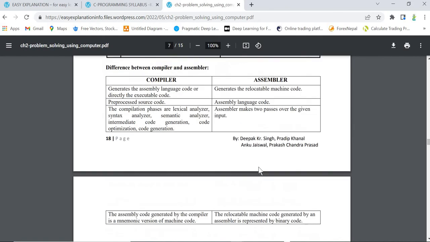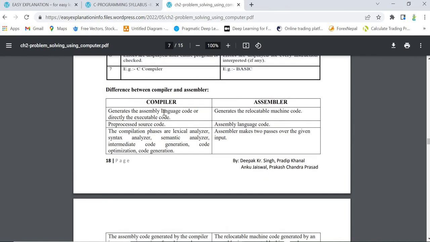Now going to the difference between compiler and assembler. A compiler generates assembly level code or directly the executable code, but an assembler generates relocatable machine level code, that is, the assembly level language. Okay, so here that is the machine code. Here the input is source code, here the input is assembly level code. The compilation phases are lexical analyzer, syntax analyzer, semantic analyzer, intermediate code generator and code optimization, whereas an assembler makes 2 passes over the given input. It means that the steps are very few here. Here we have almost 5 to 6 steps.